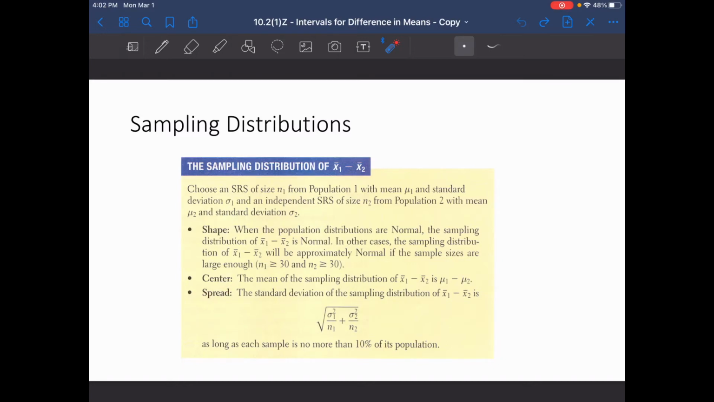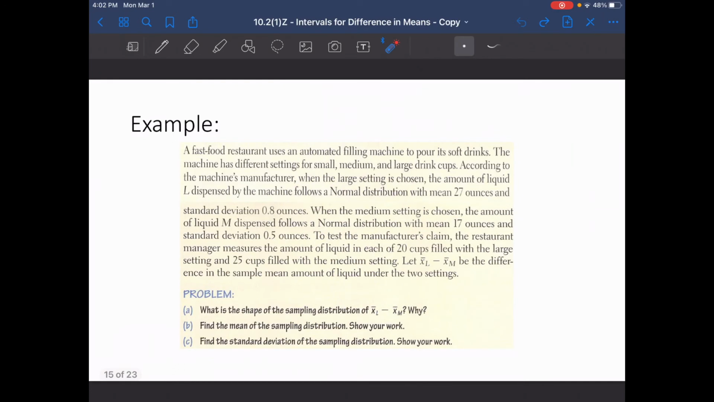And then our spread is going to be finding the difference in standard deviations, basically, or the standard deviation of the difference in means, which is going to be denoted by that example that we just saw. And this is as long as each sample is no more than 10% of its population. So that also needs to be checked as well. All right, so let's look at an example of how we might solve this.